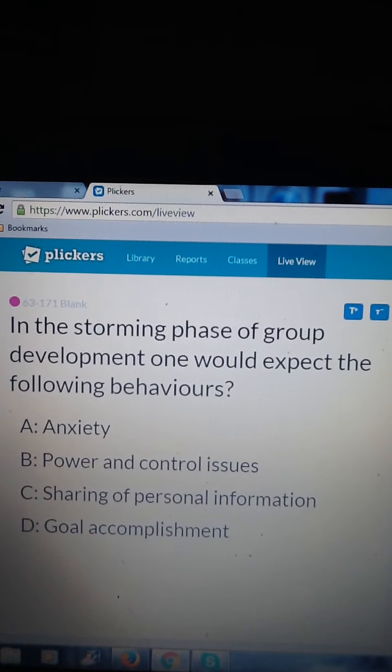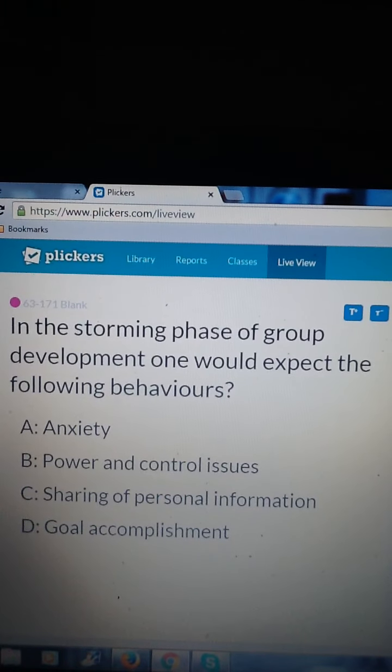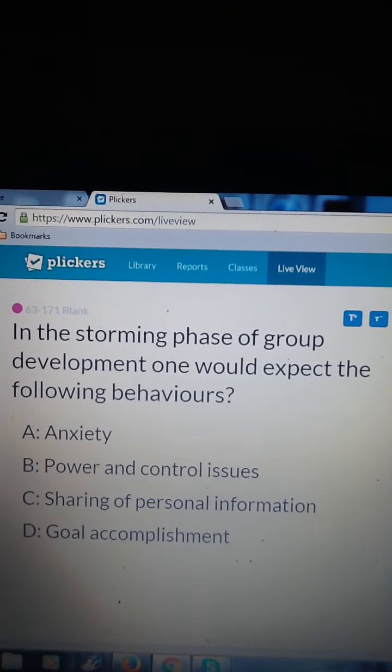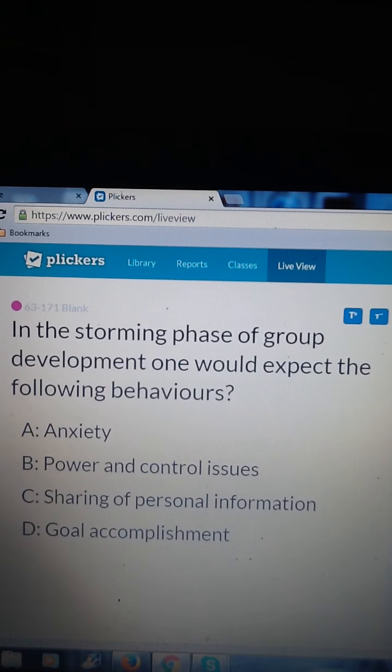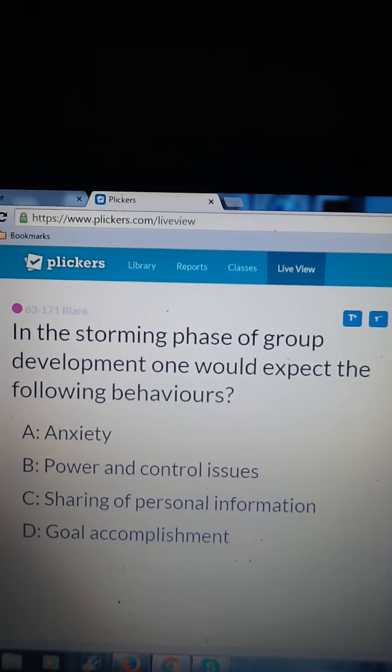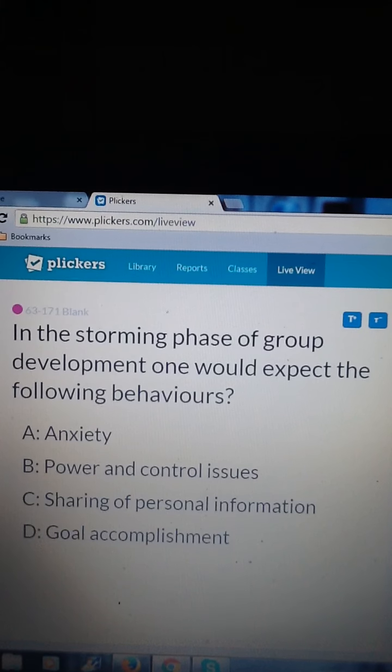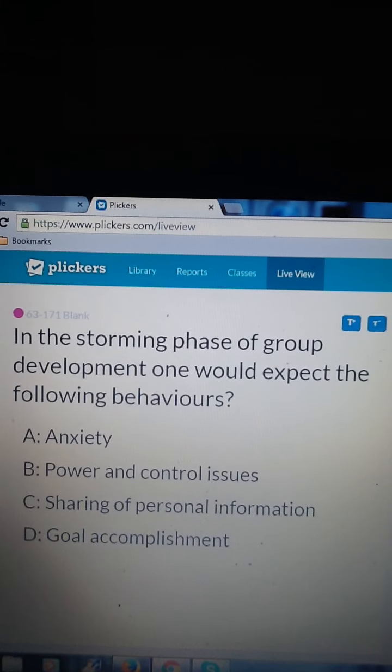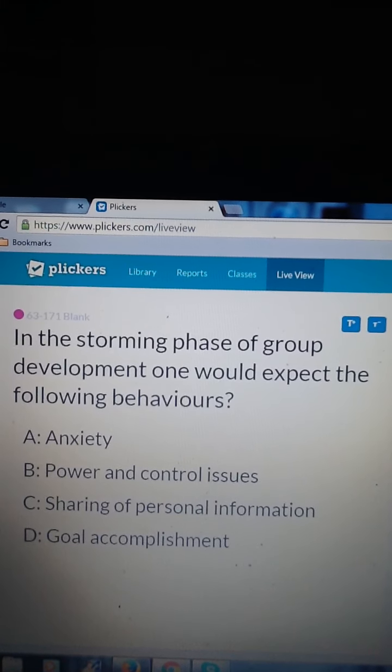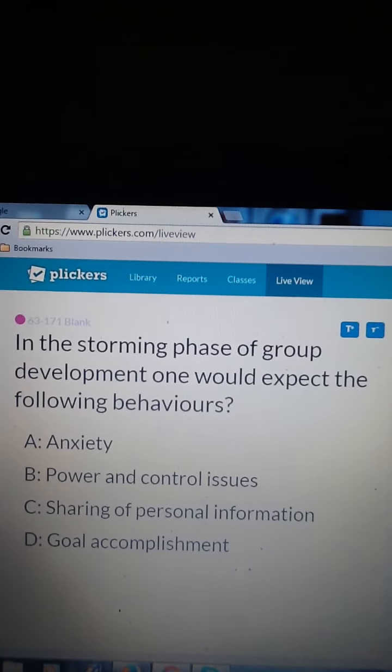In the storming phase of group development, one would expect the following behaviors. A, anxiety. B, power and control issues. C, sharing of personal information. And D, goal accomplishment. The answer is B, power and control issues. Be sure you know the different phases of group development.